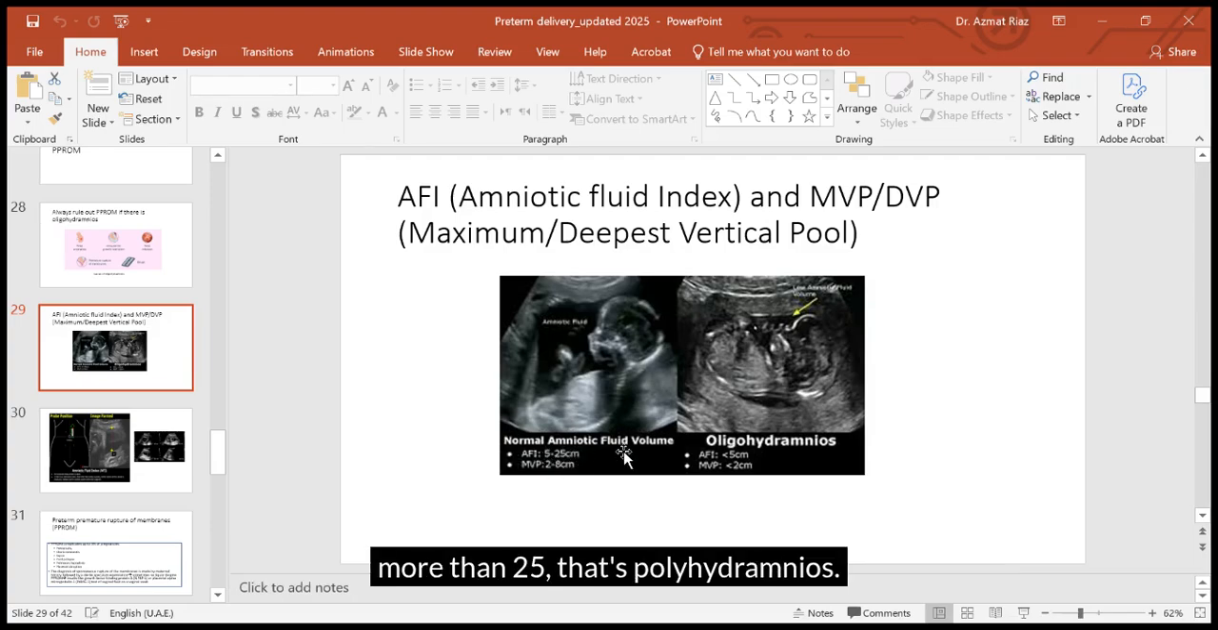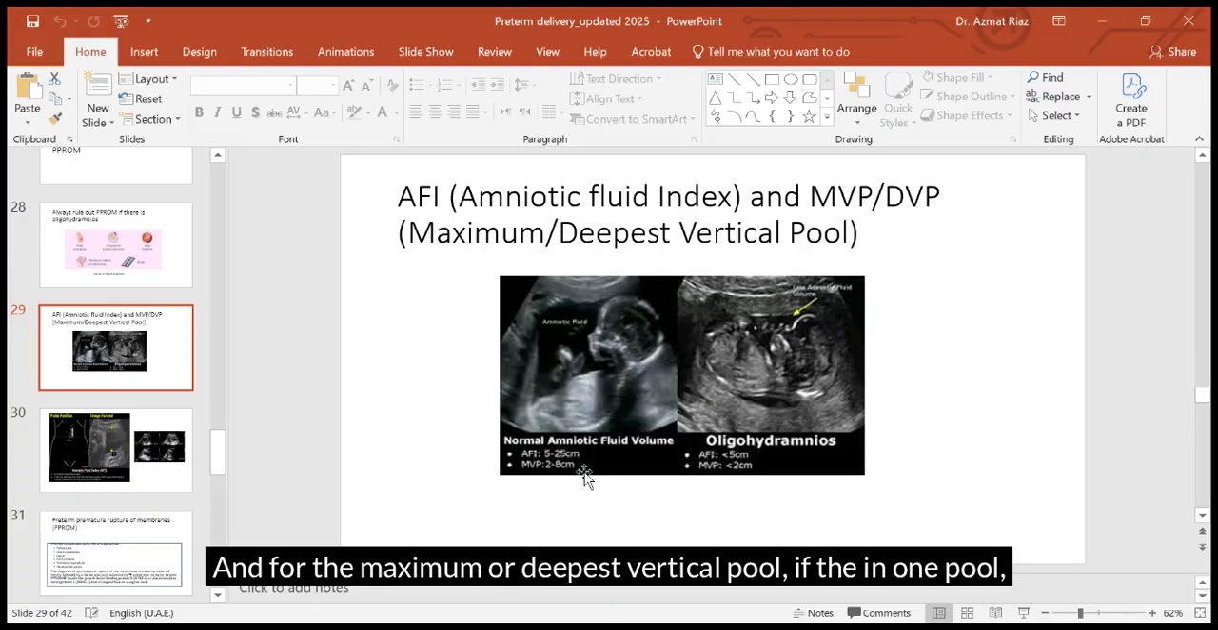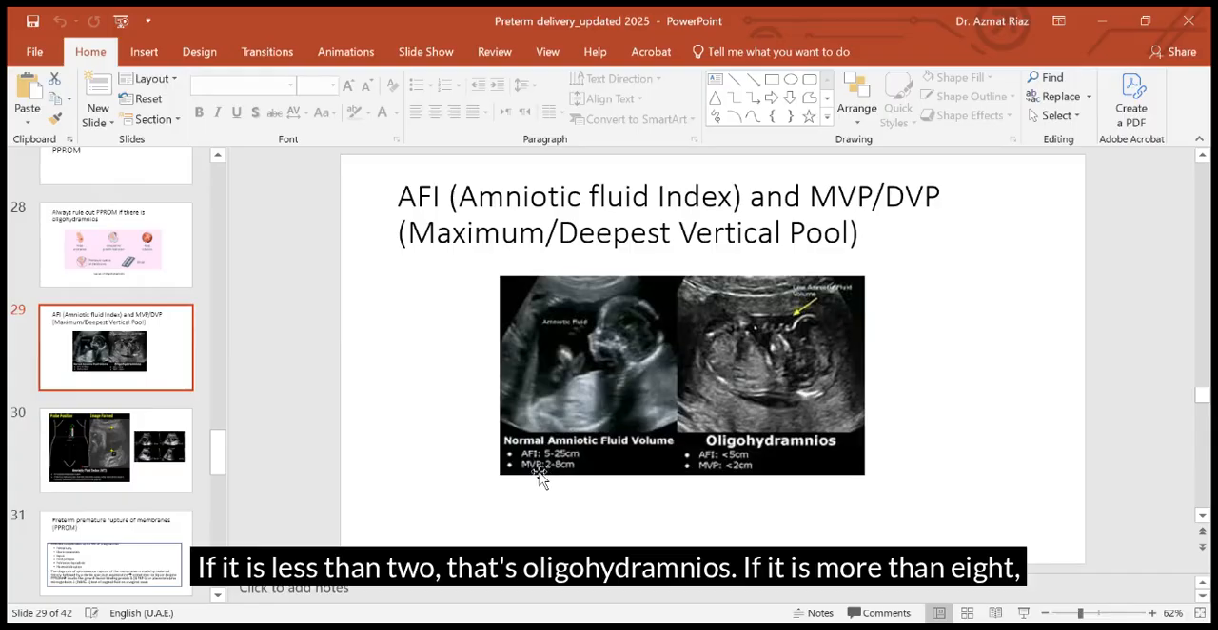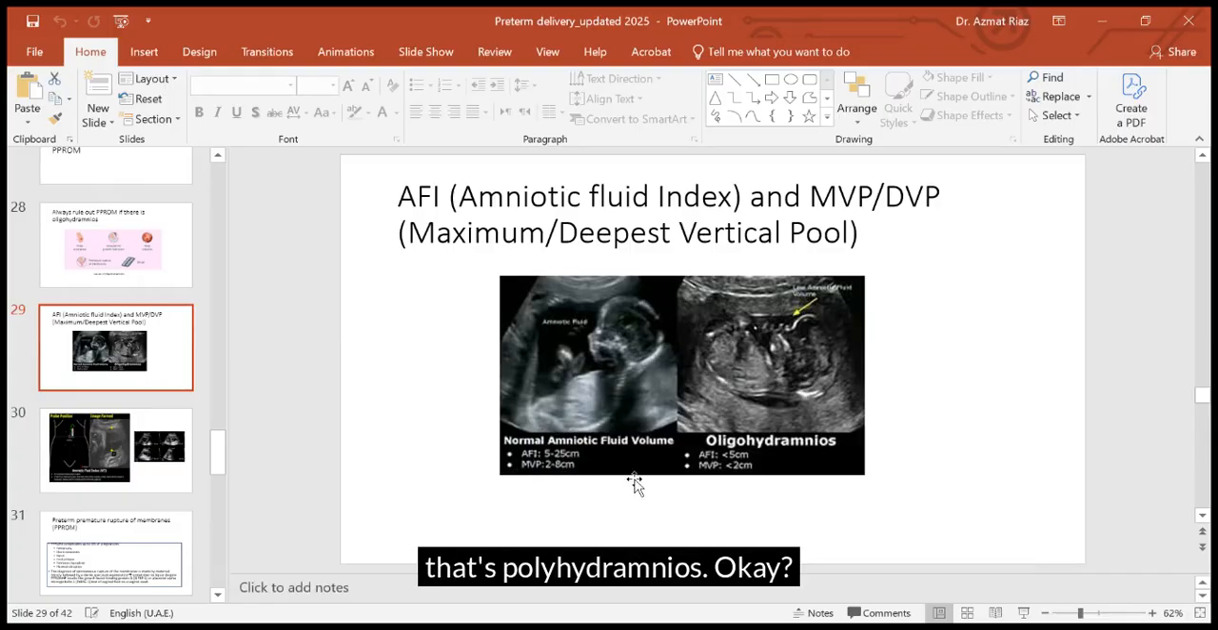If it is more than 25, that's polyhydramnios. Actually, most books write 24. Okay, so 25 and more is polyhydramnios. And for the maximum or deepest vertical pool, in one pool we see the biggest one, if it is less than 2, that's oligohydramnios. If it is more than 8, that's polyhydramnios.